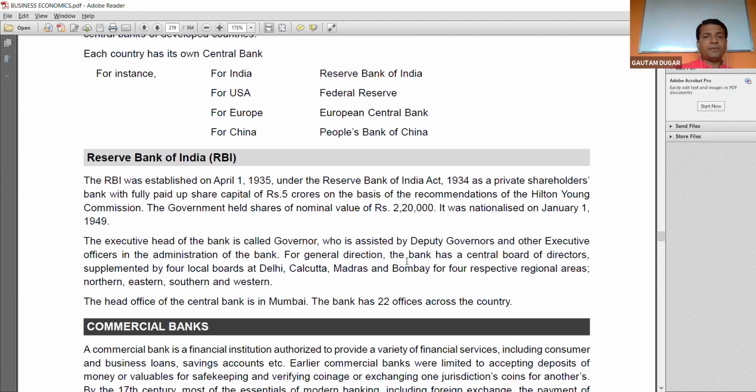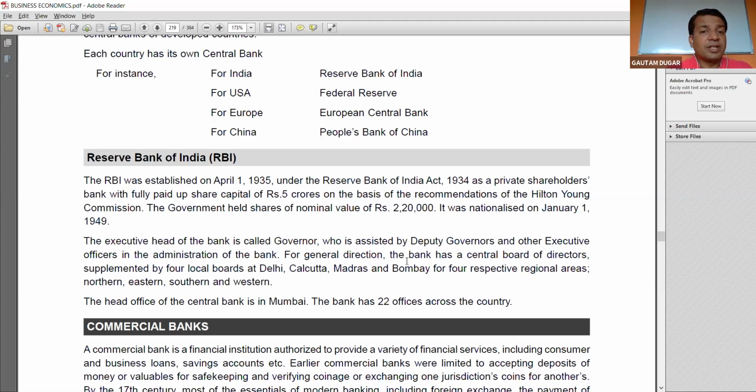Now, what is the meaning of nationalization? Nationalization means you're bringing the system into the control of the government. Whenever a thing is brought directly under the control of the government, when the government takes up the operation, that is called nationalization.